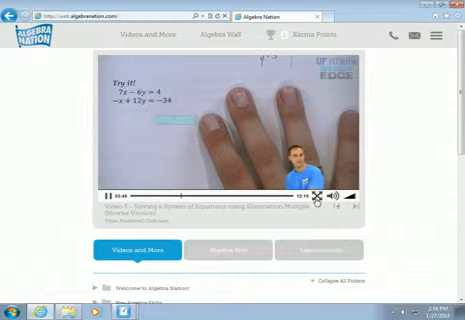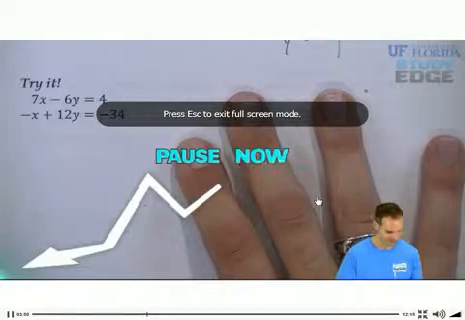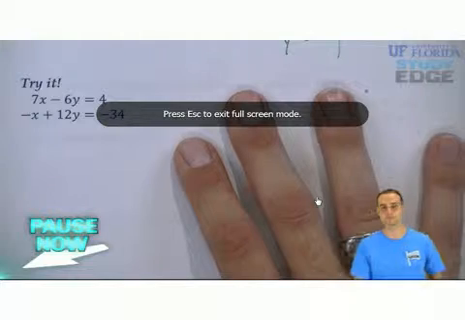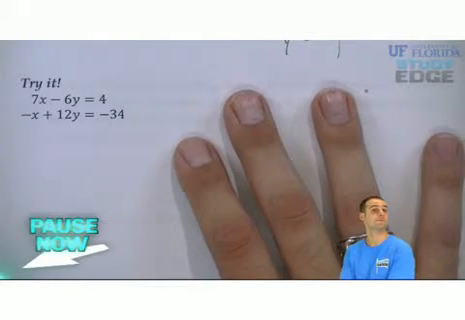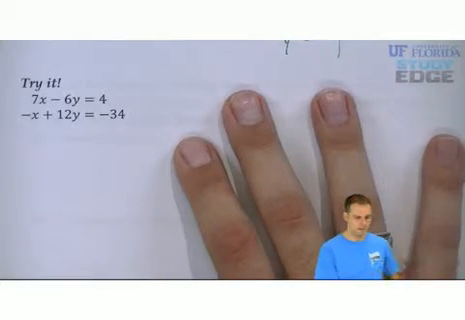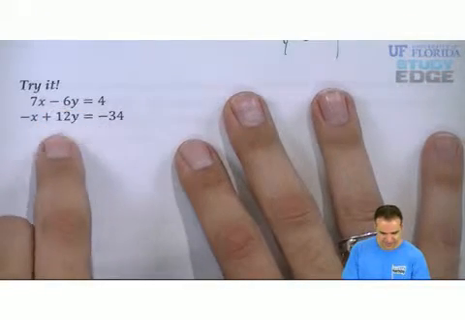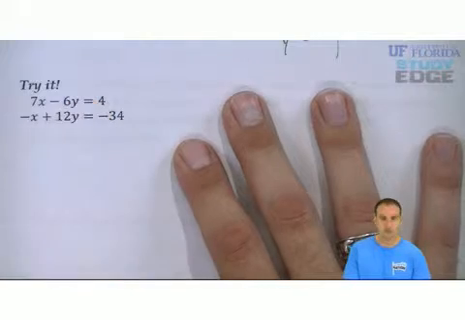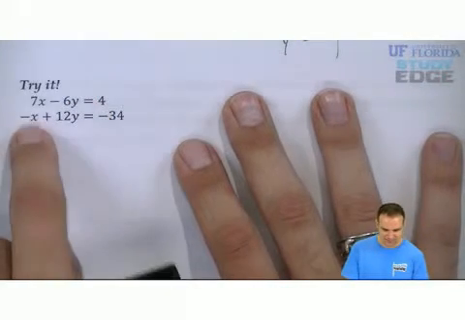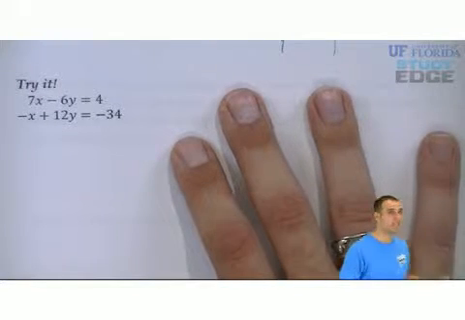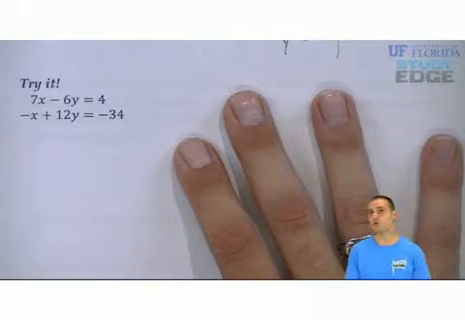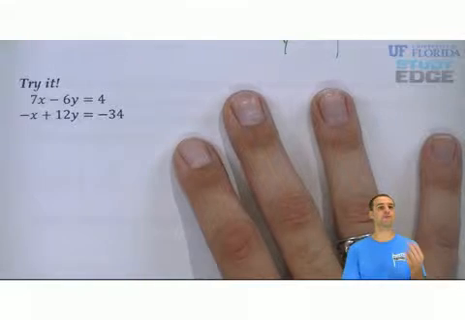Solve for x and y. Here, I see that I have negative 6 and positive 12. So that's going to be a multiple. Hey, but I also have negative x and 7y. That's also a multiple. Which one do I do? It's up to you. There's more than one way to solve these. Remember, there's just a preferred way.